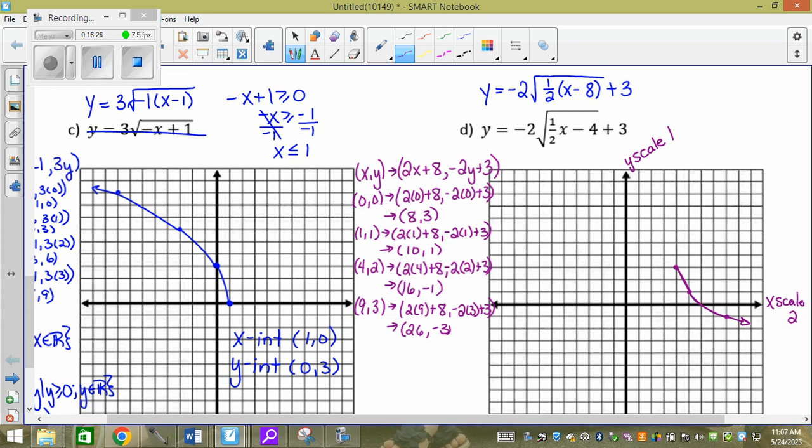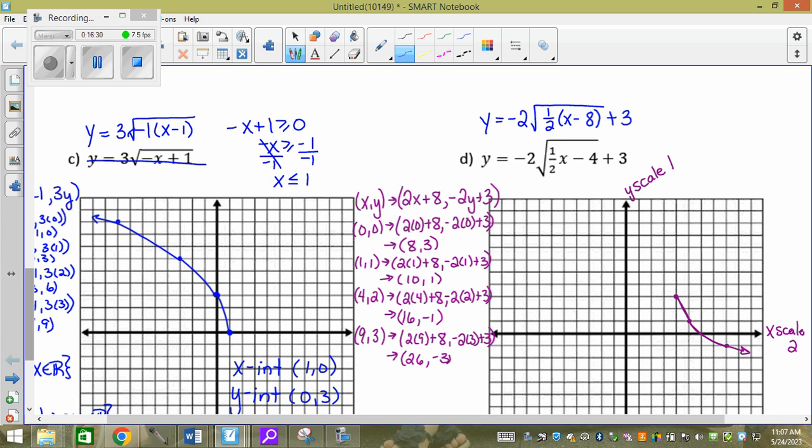So can I figure out my domain right from the get-go? Yeah, I don't actually have to draw this. I just take what's under my square root symbol and set it greater than or equal to 0, because whatever is underneath my square root has to be greater than or equal to 0. The number under that can't be negative. Move the 4 over, I get 1/2 x is greater than or equal to 4, and then times by 2, x is greater than or equal to 8.